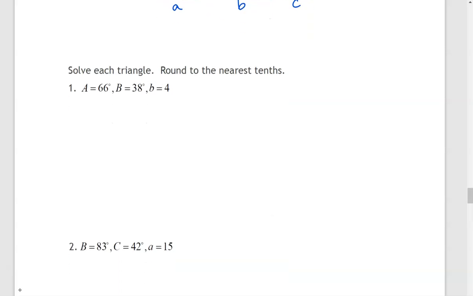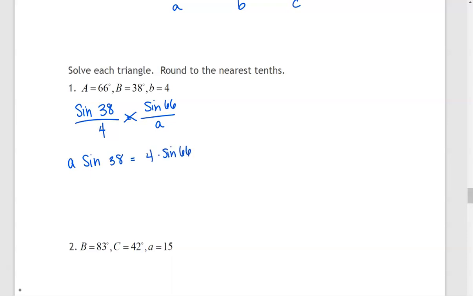All right, so let's go ahead and start with sine of, it looks like we have the capital B and lowercase b, so sine 38 over 4, which is going to be equal to sine of 66 over little a, which we don't know. So when we cross multiply here, we have a times sine 38 is equal to 4 times sine 66. So we would divide both sides by sine 38. And this is what we're going to type into our calculator, 4 times sine 66 divided by sine 38, to figure out what the side a is.